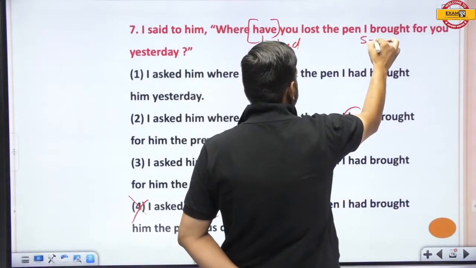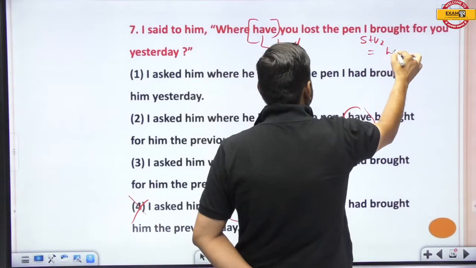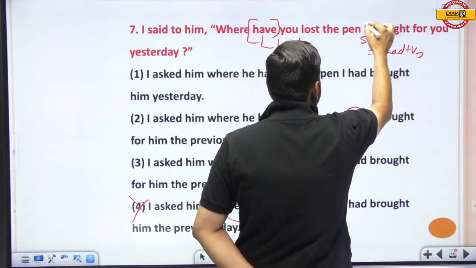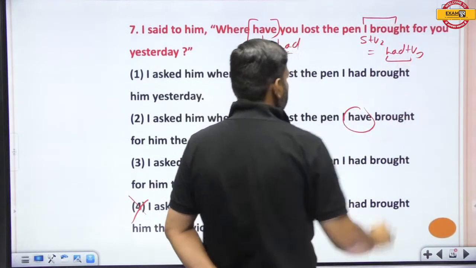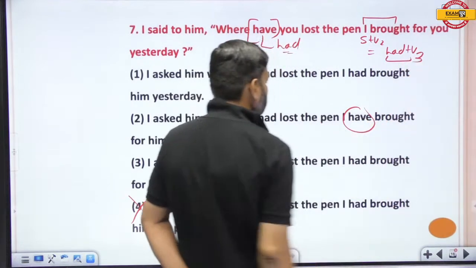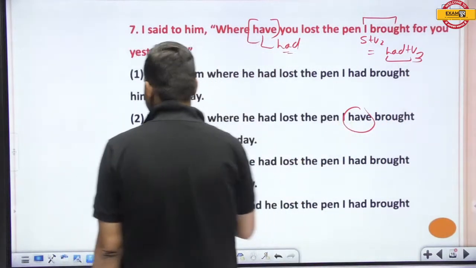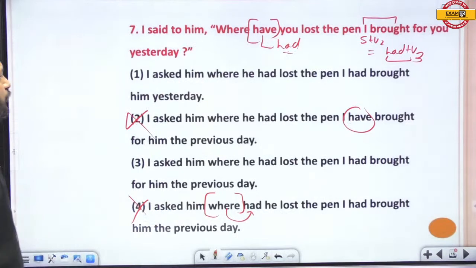Now in the second sentence, this is past indefinite, and past indefinite must be changed to past perfect. So for this one you have to look for had plus V3. So in this sentence you have... Eliminate this. Now we have two more options.